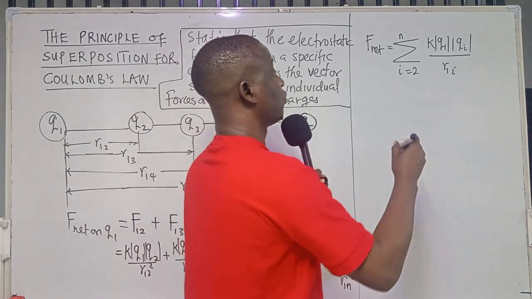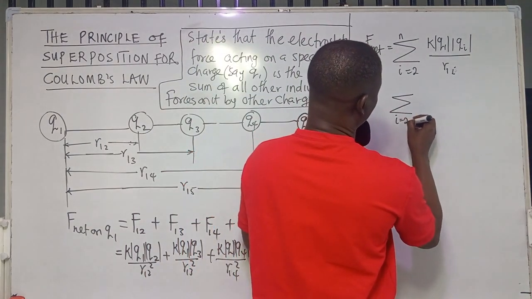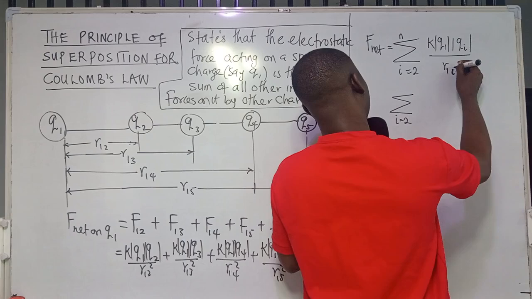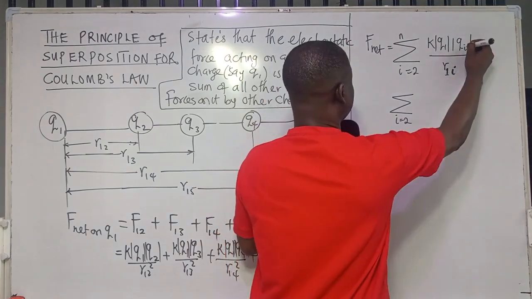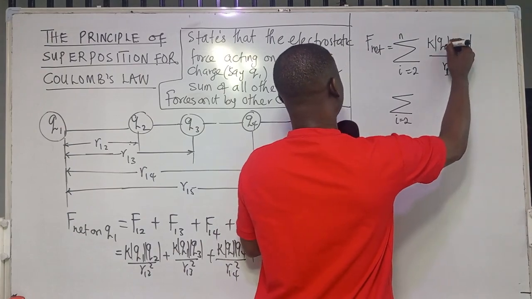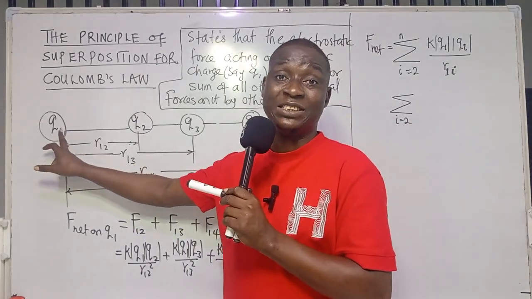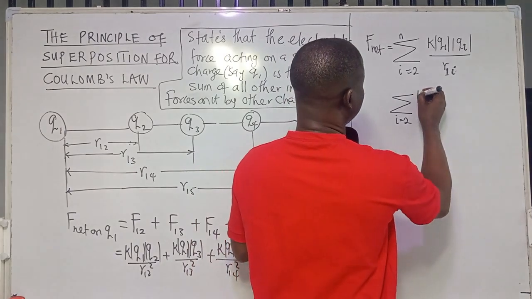superposition. Sometimes you can see it written like the sum from i going to 2. You see this one can be 2, 3, 4, i. Now it can be 2. This is 1. So don't forget this is i. So 1 is our reference charge that all other forces are acting on. So don't forget that.